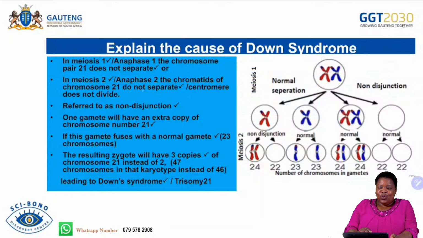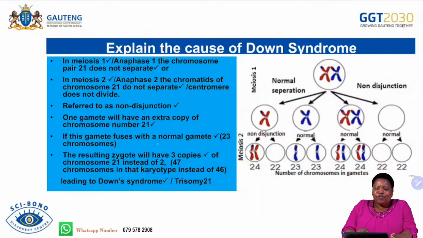Or in meiosis 2 or anaphase 2, the chromatids of chromosome 21 do not separate, or the centromere does not divide. So you can make it easier for yourself to say: in anaphase 1, we're talking about the chromosomes, whereas in anaphase 2, we're talking about the chromatids. So when chromosome 21 fails to separate, we refer to that as non-disjunction. One gamete will have an extra copy of chromosome number 21.